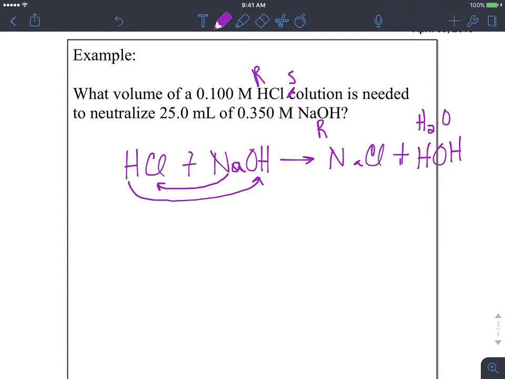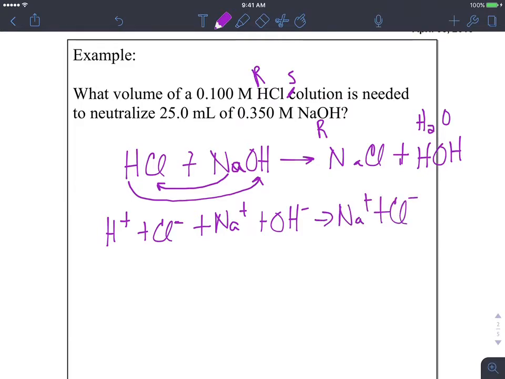So how would we write this? We would write this as, by the way, first you should always balance it, but as we can see it's balanced. We would write this as H plus Cl minus plus Na plus OH minus gives us Na plus Cl minus plus HOH. Because remember, water doesn't break apart into ions.